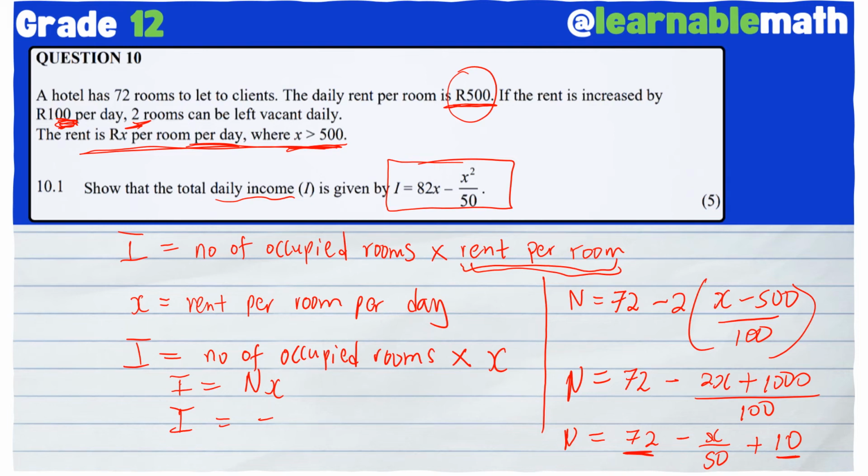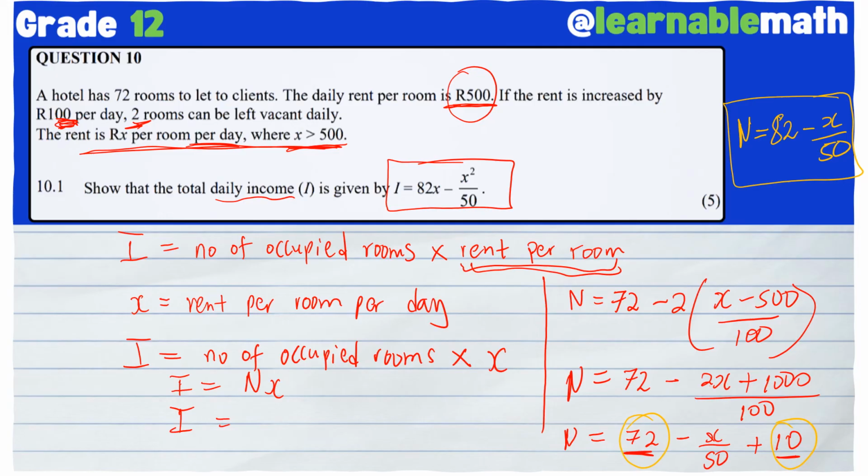Or maybe let me write it on top. So we are saying n is equal to 72 plus 10, which is what? 82 minus x divided by 50. Okay, so that is the expression of the number of rooms that can be occupied. So we can now finally go into this expression.